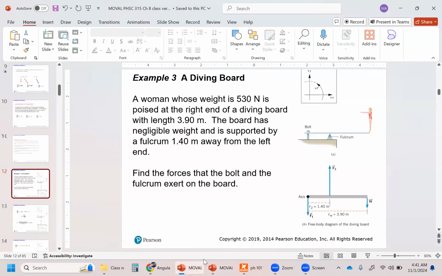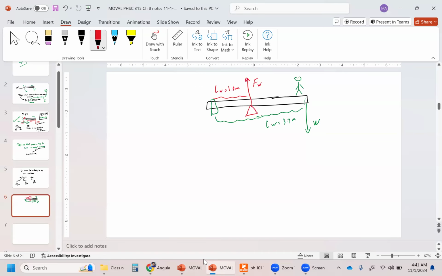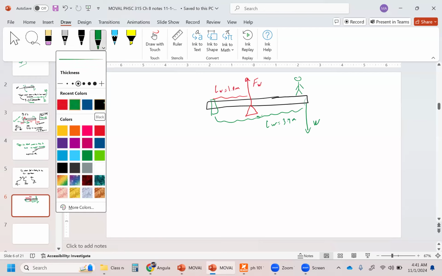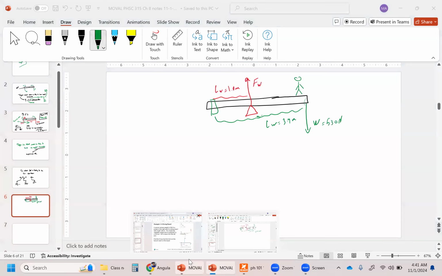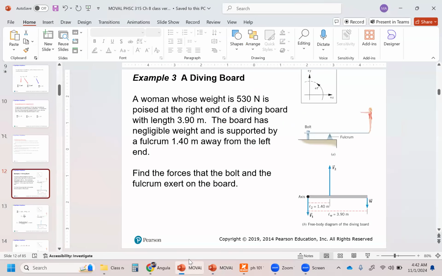And let's see. Now this weight over here is 530 newtons. What we're trying to find is the force that the bolt and the fulcrum exert on the board. So we want to see all the forces on the board.